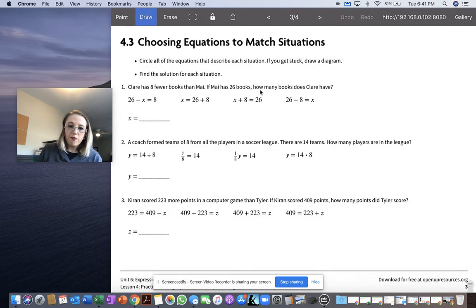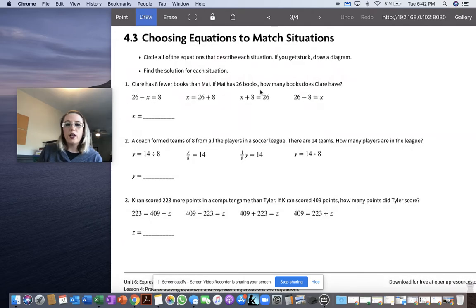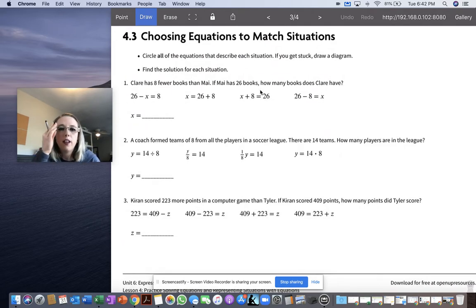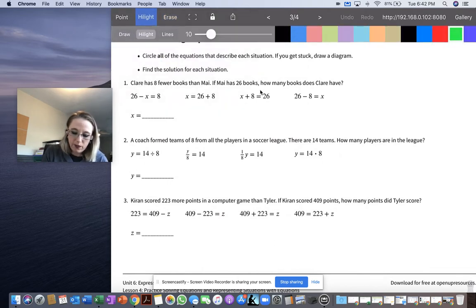Okay. So 4.3, choosing equations to match situations. Okay, so it's telling you to circle all of the equations that describe the situation, and then it asks you to find the solution. So this is a super, super important skill. Being able to figure out what a word problem is saying, using keywords. So number one says Claire has 8 fewer books than Amy. If Amy has 26 books, how many books does Claire have?